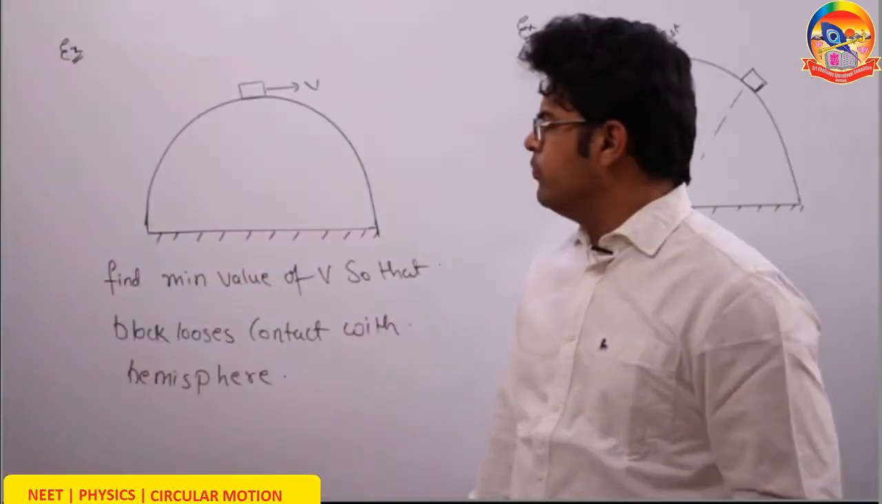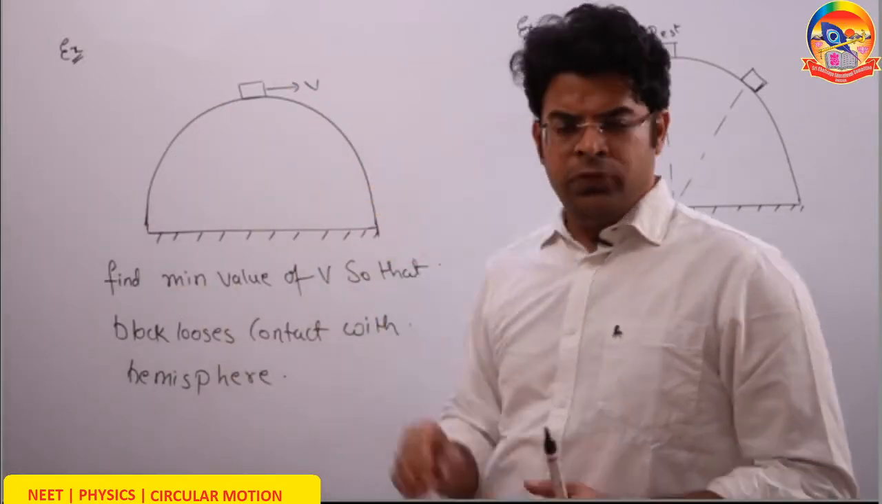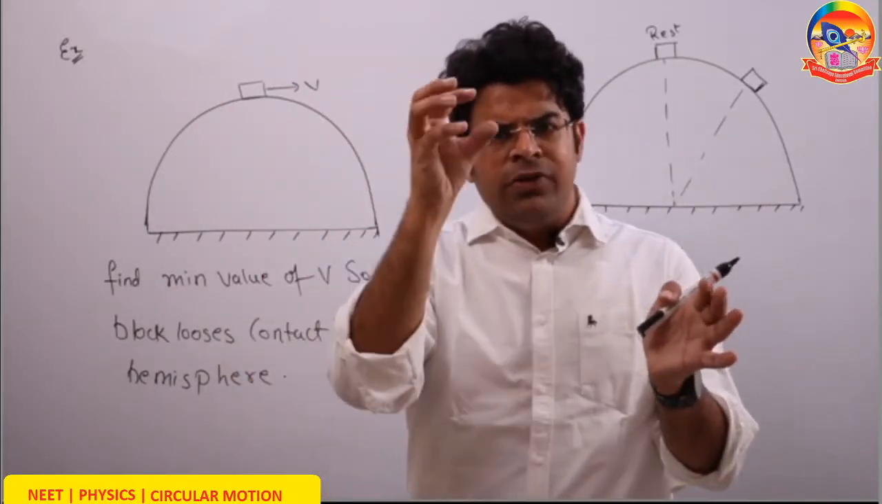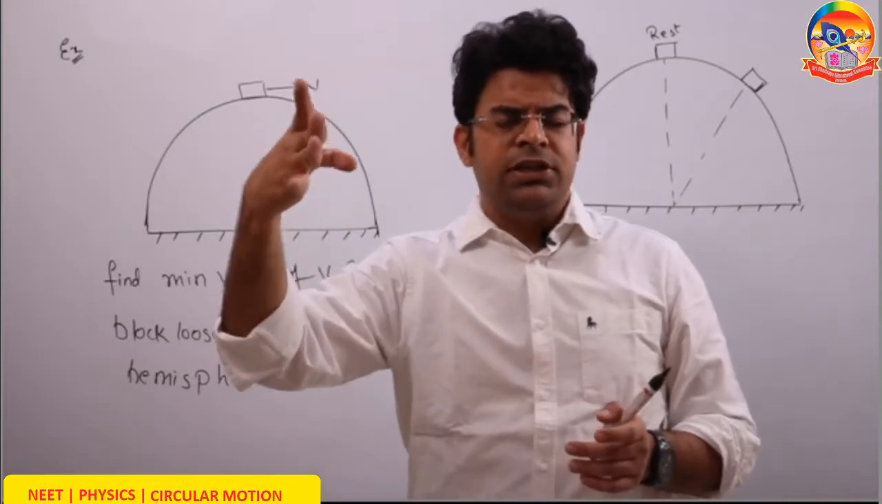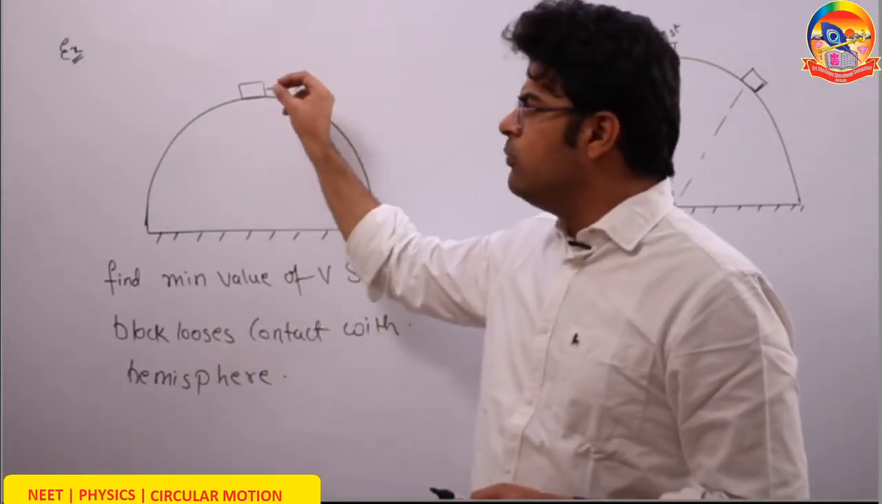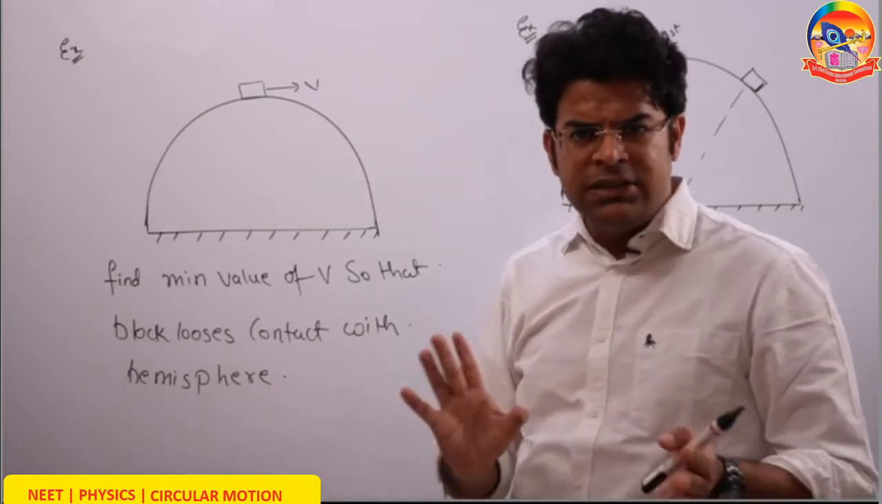Question time. First question. There is a hemispherical dome. At the top of this hemispherical dome, we have a block. What horizontal velocity has to be given to this block so that the block loses contact with the dome? That is the simple question.